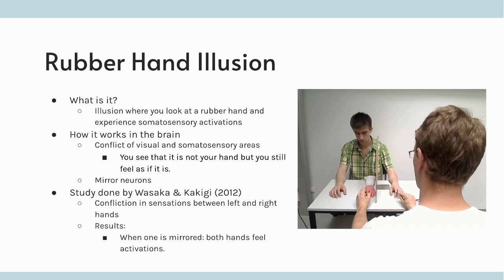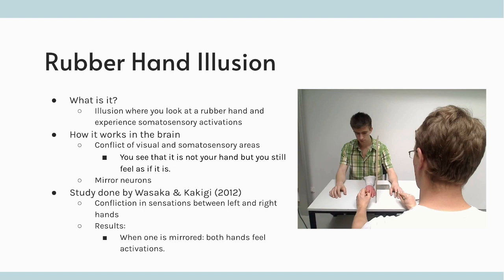You can even feel pain during this illusion by hurting the rubber hand after you feel like it is your own hand. This takes place in both visual and somatosensory areas of the brain, and it's a confliction of the two since you see that it's not your hand, but you still feel as if it is. It is also a product of mirror neurons, which are neurons that are triggered when you witness someone else doing a motor action.